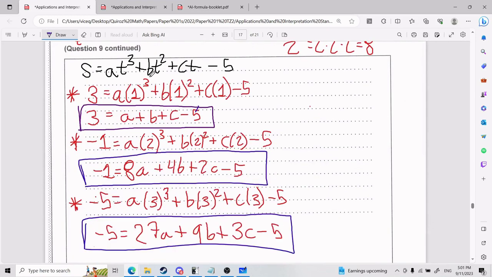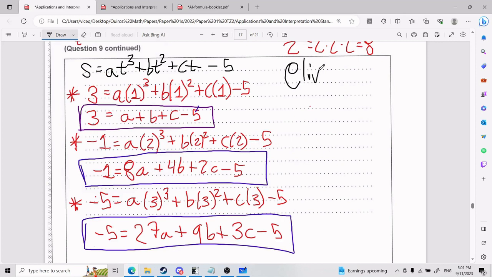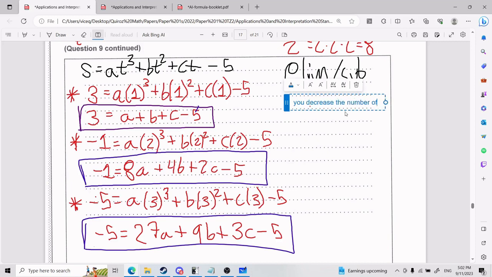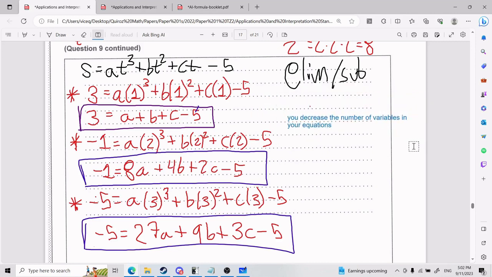Here, what some of you might have heard of is this thing called elimination and substitution. When you do elimination or substitution, all you're really doing, and the secret to what is about to happen, is that you decrease the number of variables in your equation. I know what's going to happen now is super messy. It might not make a lot of sense. But at the end of the day, all you're trying to do is decrease the number of variables in your equations. So I suggest that you're very organized in your approach.